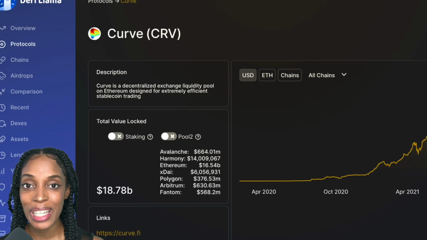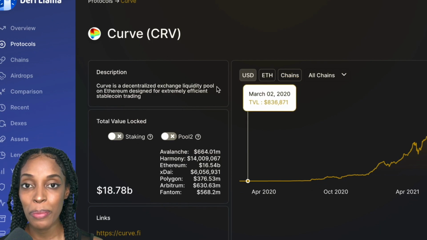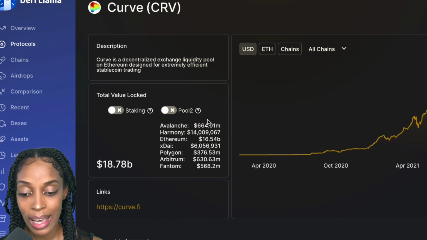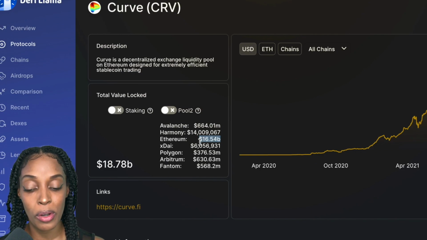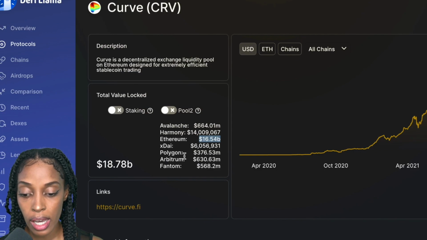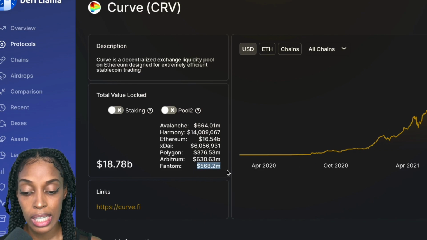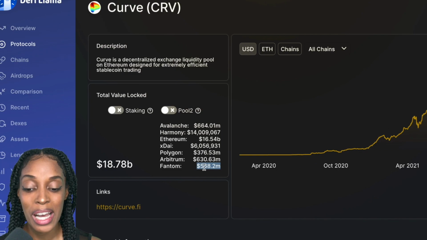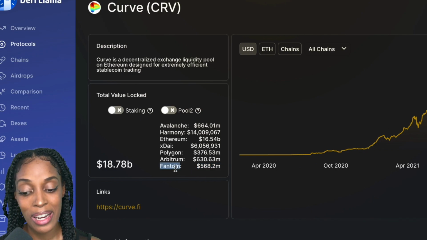Okay, so if we go into DeFi Llama just to see where people are pooling their assets, you can see here that we have 16 billion on Ethereum. No surprise, because of course Curve launched there first in 2020. And then across Avalanche and Polygon and Arbitrum, we have millions. The lowest is actually on xDAI, which is 6 million, and the highest is on Ethereum. But Fantom has 568 million, and it still had the highest yield thanks to Iron Bank. So this is something to consider if your assets are already on Fantom.